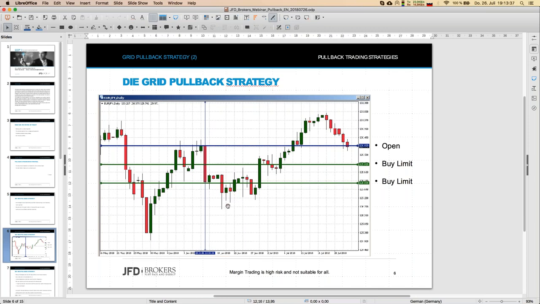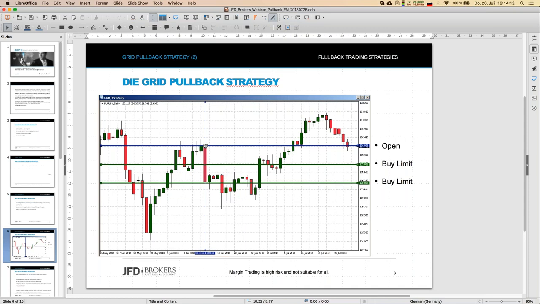And if you look at that chart here, let me illustrate how we go with a pullback grid strategy exactly on my vertical blue line. So at, what was it, 14th of June 2018 for Euro Japanese Yen. At midnight, the price opened here at the vertical blue line, and that was the open of the day. So we are exactly here at that cross. And now what we do is we place orders.